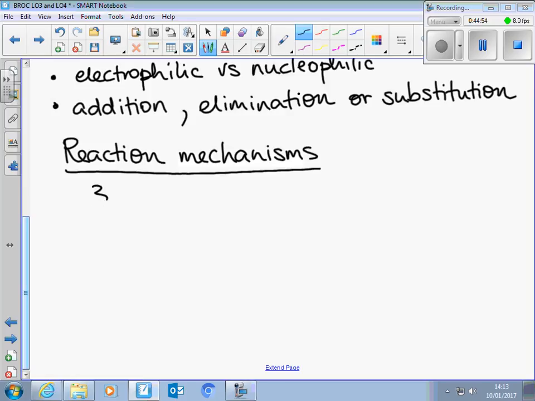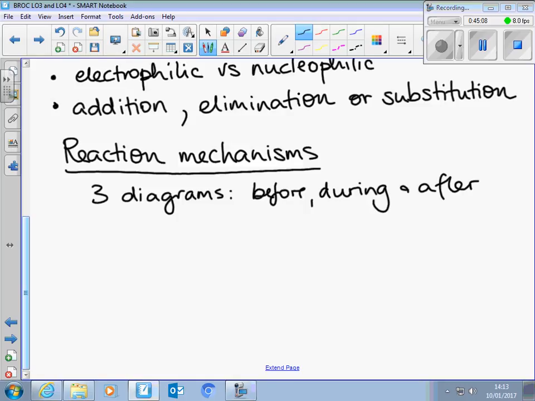All right, so you have three diagrams: basically before, during, and after. Beforehand it's just your two reactants, minding their own business, no electrons moving anywhere. The during bit shows the movement of the electrons. So the during bit is where the curly arrows are going to come in. And then after, what are we left with?